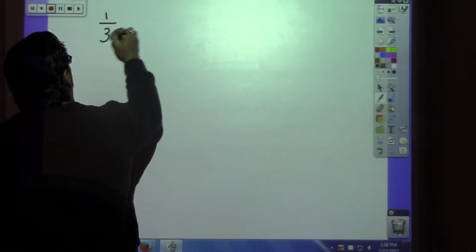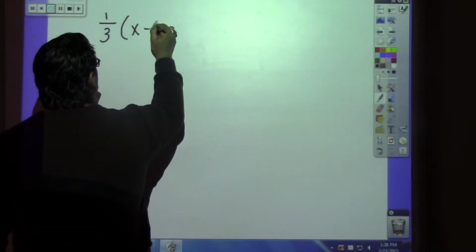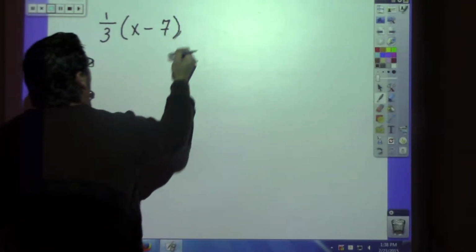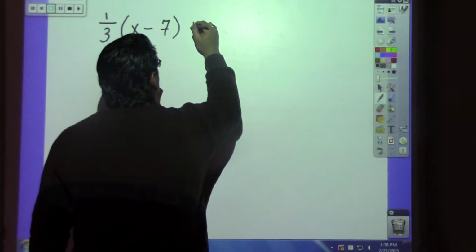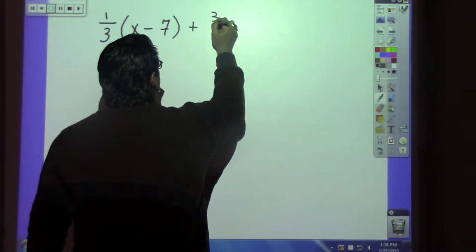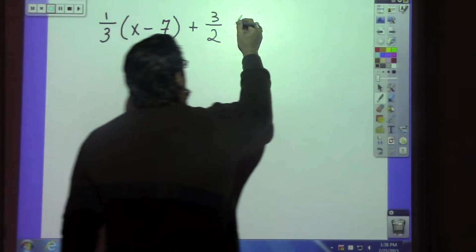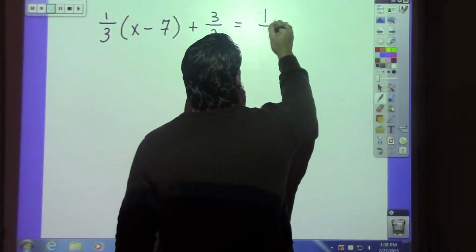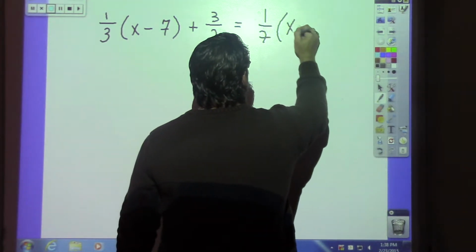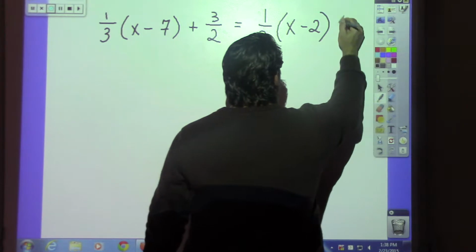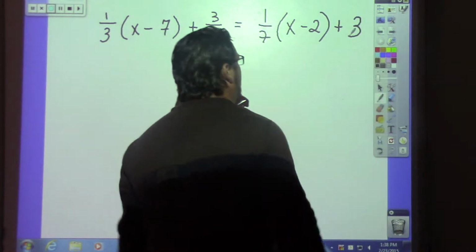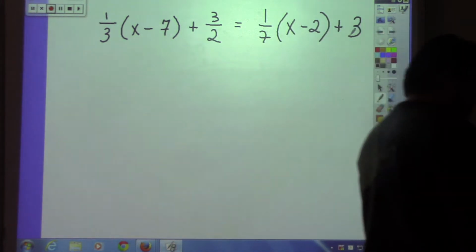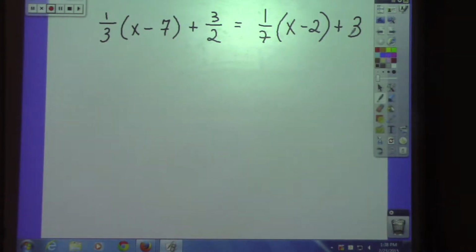One third times x minus 7 plus 3 halves is equal to 1/7 times x minus 2 plus 3. Yeah, that's got 3 fractions in it. I quit.